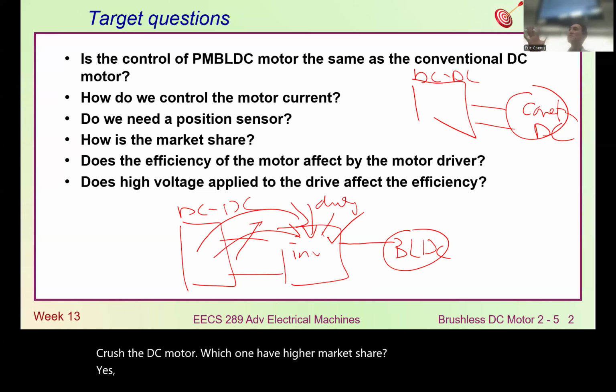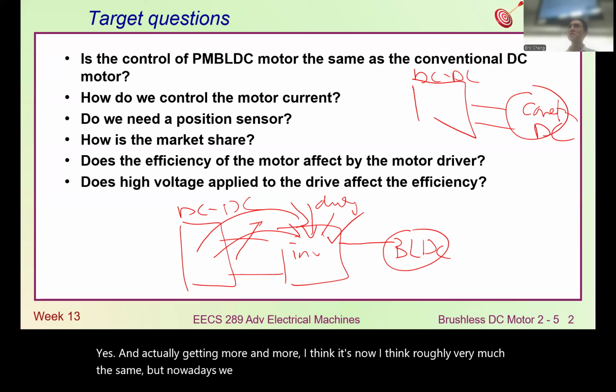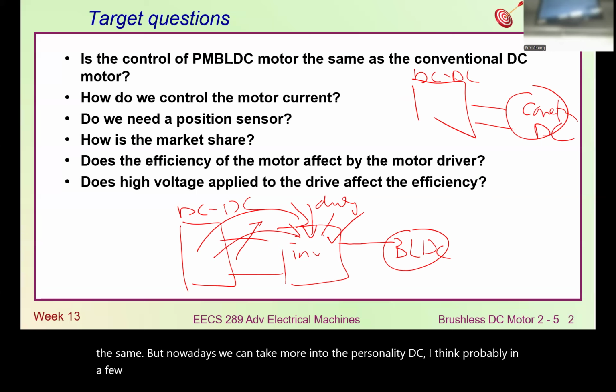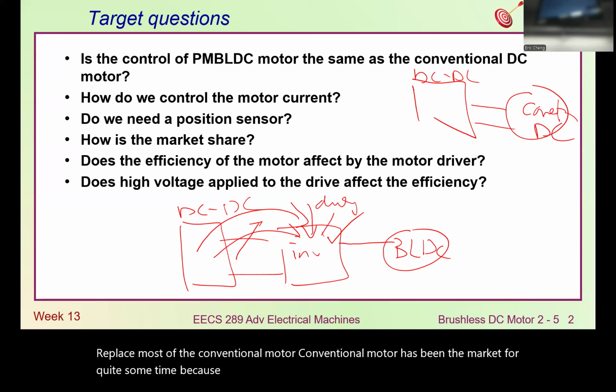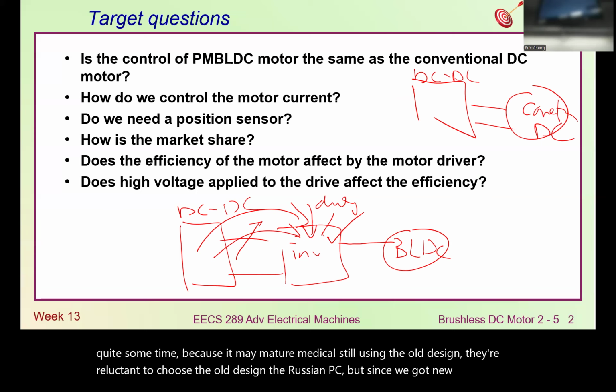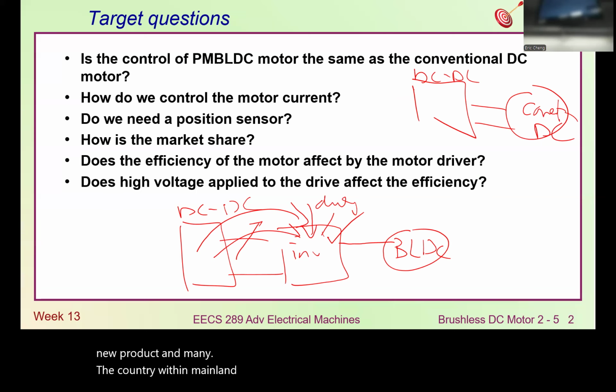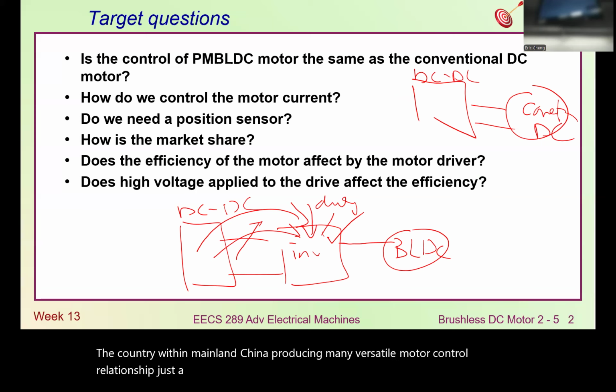I think it's now roughly very much the same, but we're getting more into brushless DC. I think probably in a few more years, brushless DC will replace most of the conventional motors. Conventional motors have been in the market for quite some time because they're really mature. Many products still use the old design and are reluctant to change to brushless DC. But since we have new products, and many countries, including mainland China, are producing many brushless DC motor controllers, really cheap, just a few dollars, they are getting replaced everywhere. So we're now getting really high market share.